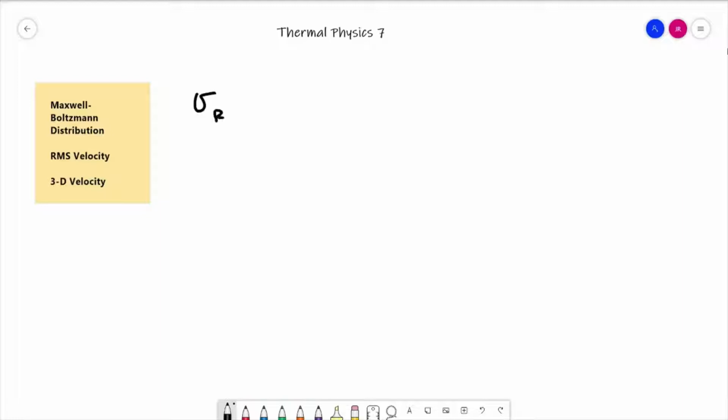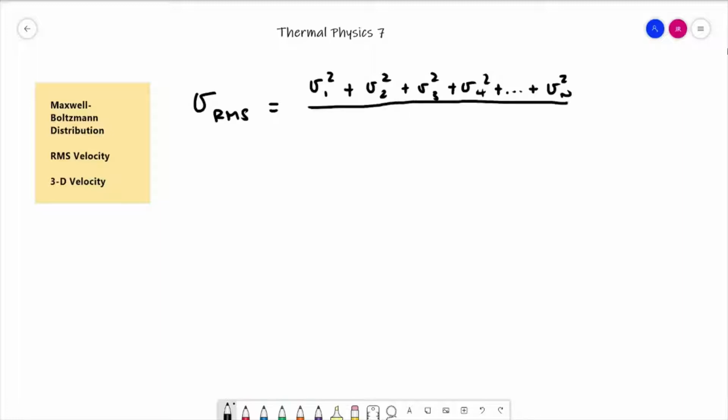firstly if we have a look at RMS velocity and remind ourselves about RMS velocity, we'll remember RMS, we just work through backwards. So we take all of our values and we square them, V4 squared all the way up to the nth, so capital N for the number of molecules. We then take the mean of those, so of course to take the mean we add them all together and we divide by the number we've got, and then finally we square root.